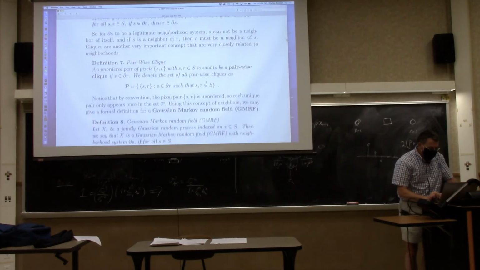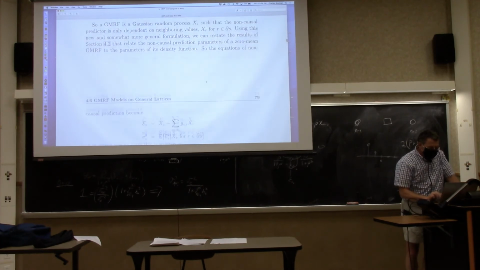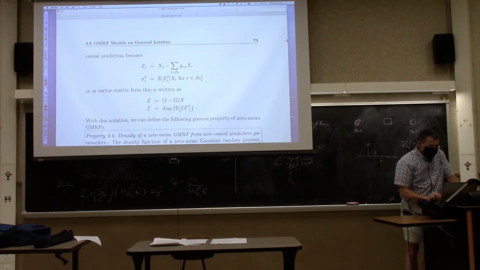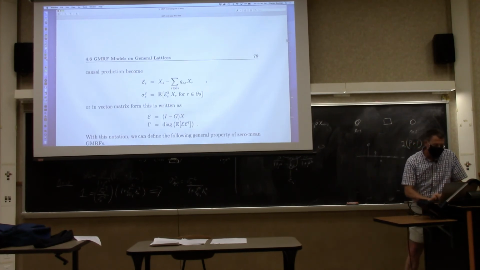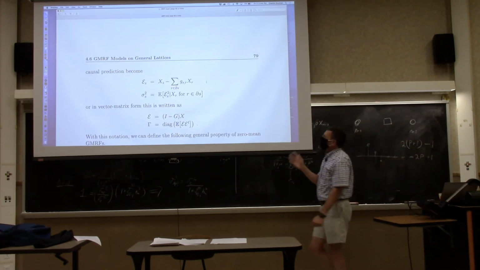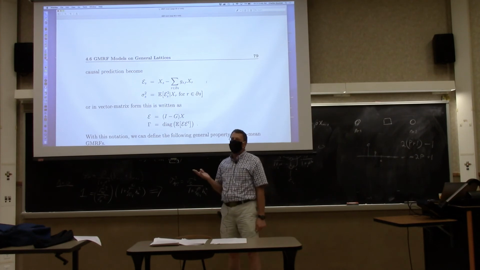And then there's a bunch of other stuff here, and you're going to read it. Here's the general case. You can do this stuff on graphs. In fact, there's a whole field of research called graphical models. This is just a special case. It's not even a special case. I could just have renamed this section graphical models. It's the same stuff.